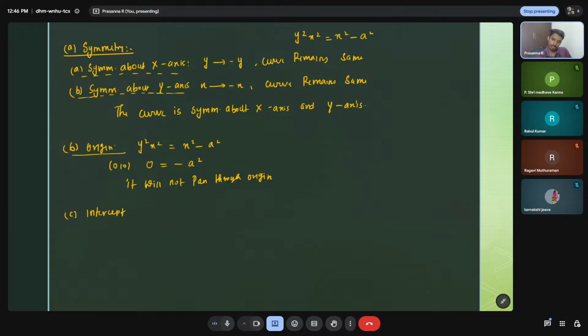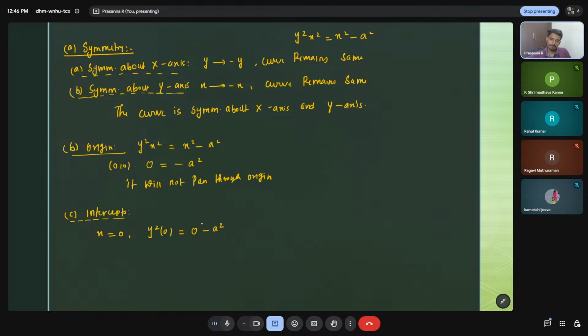Now we will find intercepts. You put x equal to 0. So that means your y square into 0 equal to... what are you doing? You are putting x equal to 0, right?